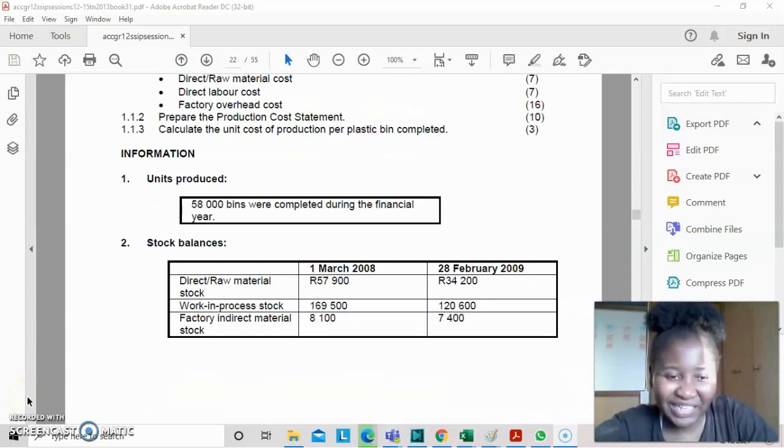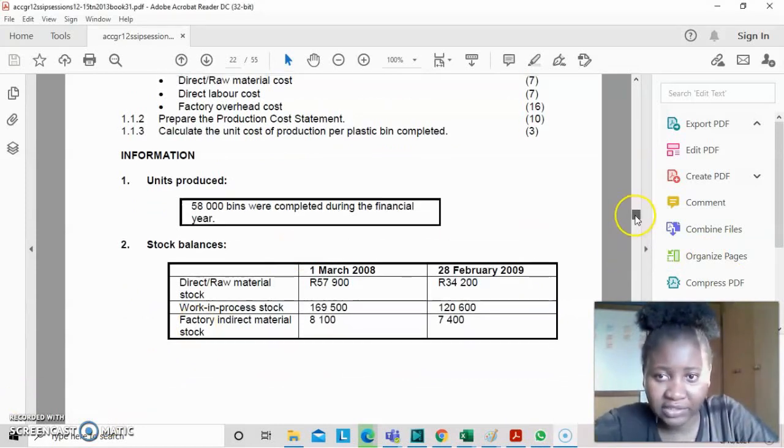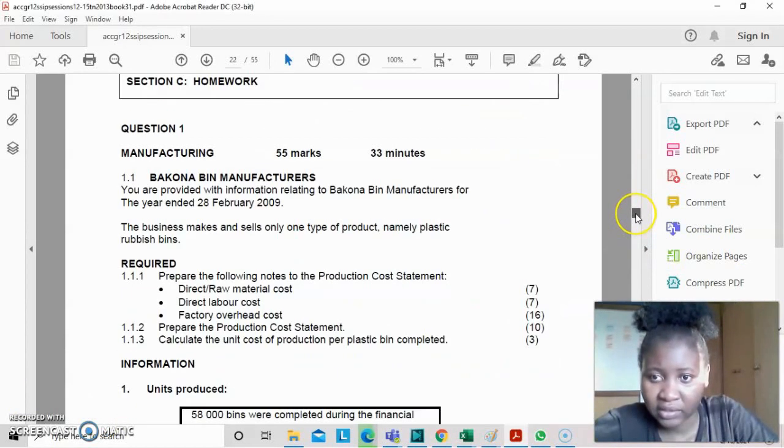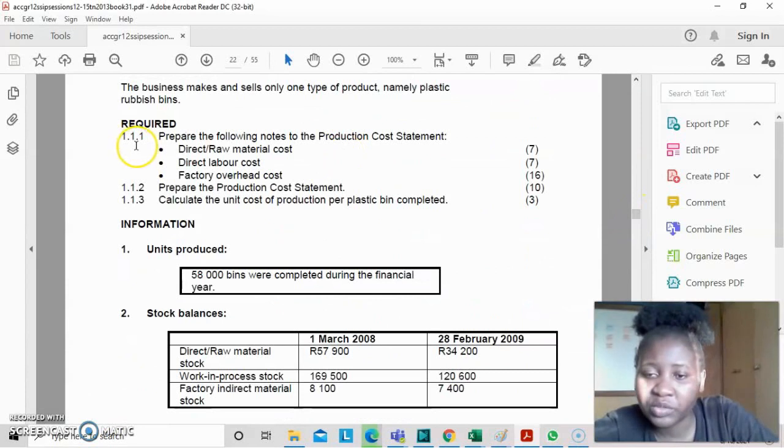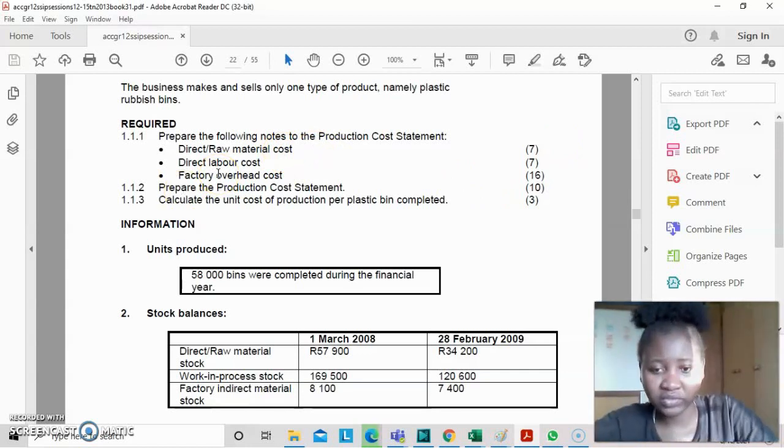Hello. So we are continuing where we left off. Okay. So with the question here, 1.1.1, they say prepare the following notes to the production cost statement. And then they're saying direct or raw material cost. Okay, so this is the very important one, which is that we prepare either direct or raw material cost. So they didn't specify, but you know it's direct material cost, right?